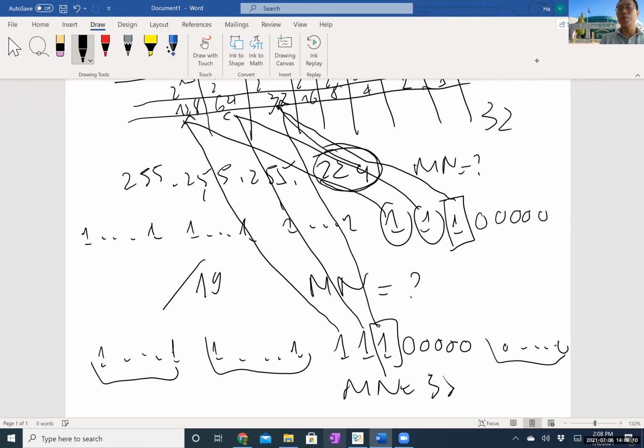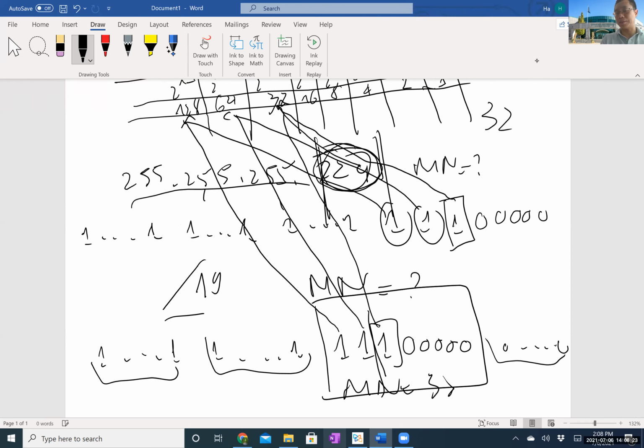But if you look at this one and you look at this one, the magic number for this one is 32, but it is in the 4th octet here. But for this one, the magic number is in the 3rd octet here. Right? So remember one thing: when you figure out the magic number, you also have to know what octet it is.